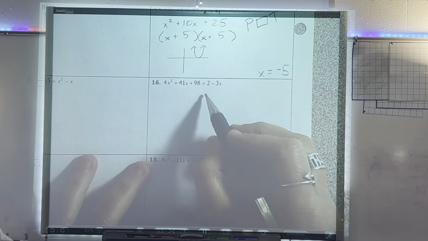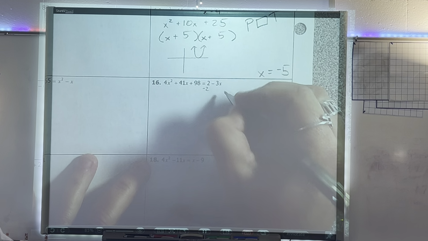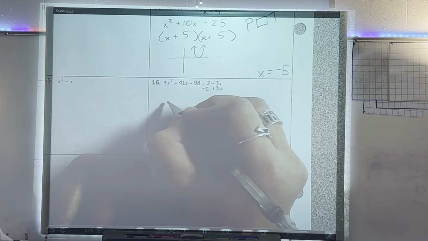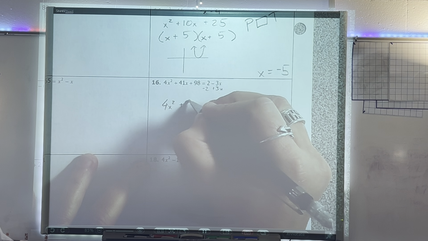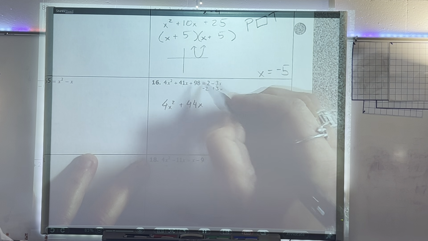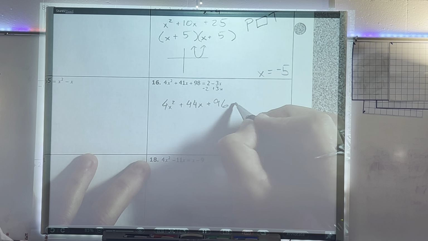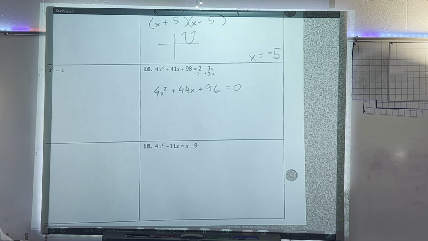I need to get everything on the same side, so I'm going to subtract 2, and I'm going to add the 3x. Are y'all okay there? So my 4x squared is there. I have 41 plus 3, which gives me 44x, and then I have 98 minus 2, which gives me 96, all equal to 0. What do I need to do here first?